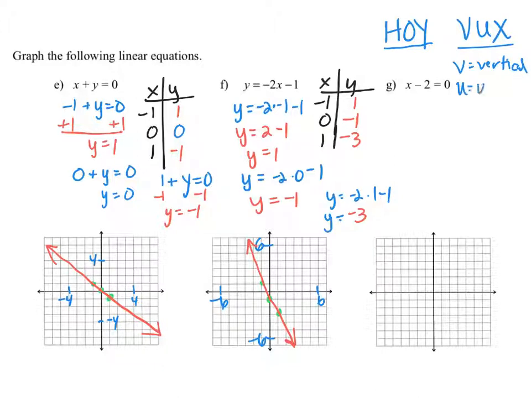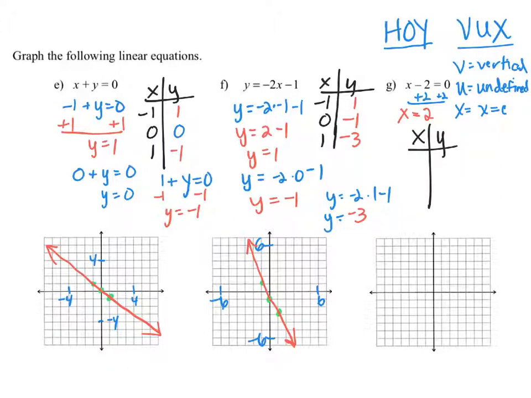U means undefined slope, which we'll get into later on in this course. X is equal to, that means the equation only has an x equal to some constant. We can make a table of values and plug in, we get x and y. And if we take our original equation and add 2 to both sides, our original equation can be written as x is equal to 2.